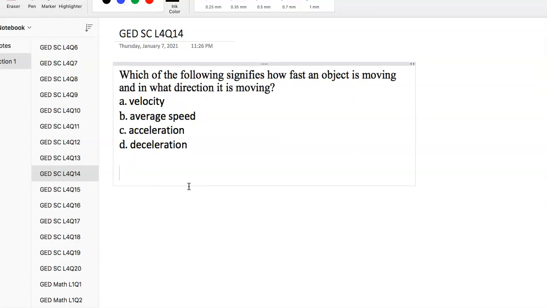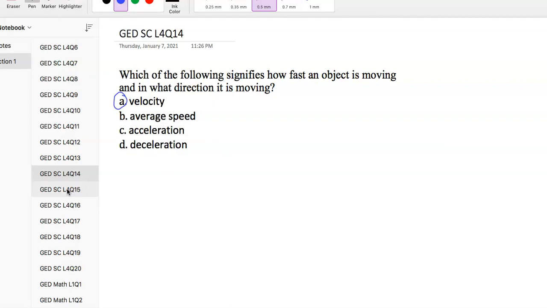Okay, which of the following signifies how fast an object is moving and in what direction? So that's velocity. So we can talk about that, right? And the differences specifically between velocity and acceleration. Average speed does seem like a good choice, but average speed doesn't take into account direction in which an object is moving. Acceleration is the change of velocity as time elapses. Deceleration is simply a special case of acceleration that causes an object to slow down.